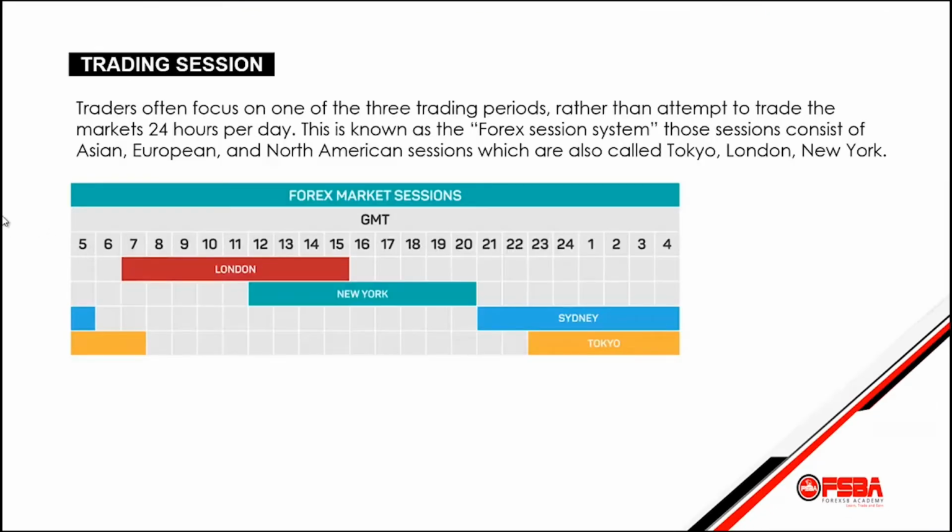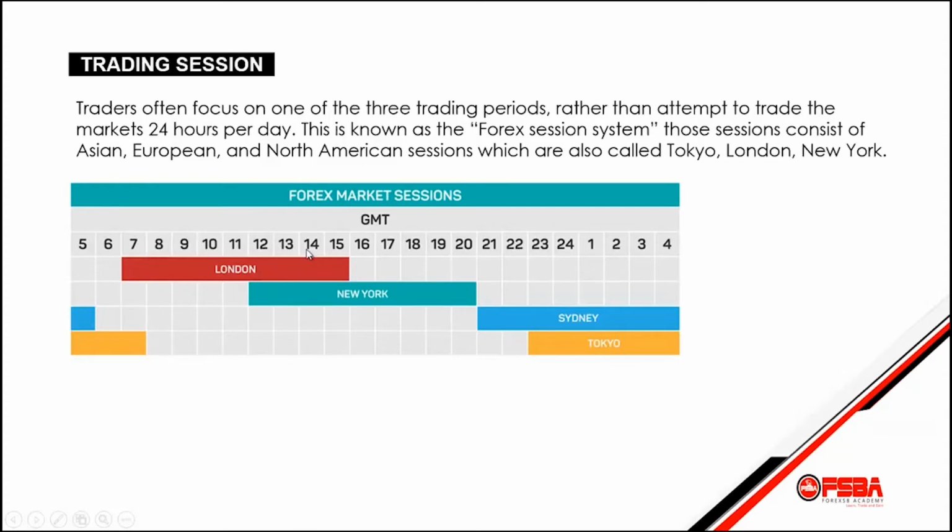Trading session. Trading often focuses on one of the 3 trading periods rather than attempts to trade the market 24 hours per day. This is known as the Forex session system. Those sessions consist of Asian, European, North American session, which are also called Tokyo, London, New York. So you can see in this picture, we have London session. Between 7 to 15 is the London session. Then we have the New York session. Between 12 to 20 is the New York session. We have the Sydney session. Between 21 to 5 is the Sydney session. And we have the Tokyo session, which is between 23 to 7.